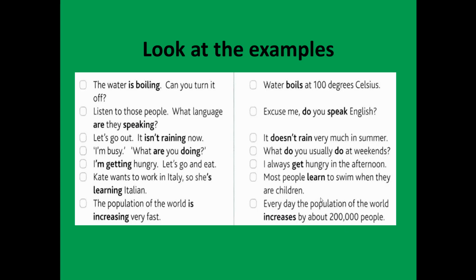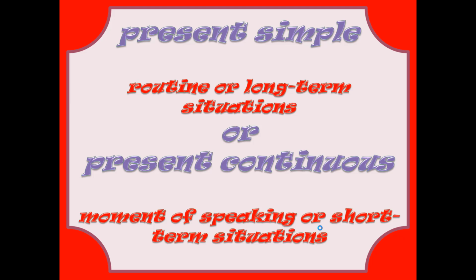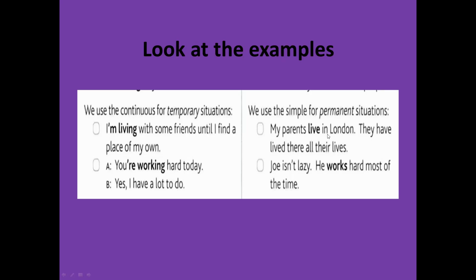It is present simple. In conclusion, present simple is used for routine or long-term situations. Present continuous is used for the moment of speaking or short-term situations. Look at the examples which compare continuous and simple forms. We use the continuous for temporary situations and we use the simple for permanent situations.